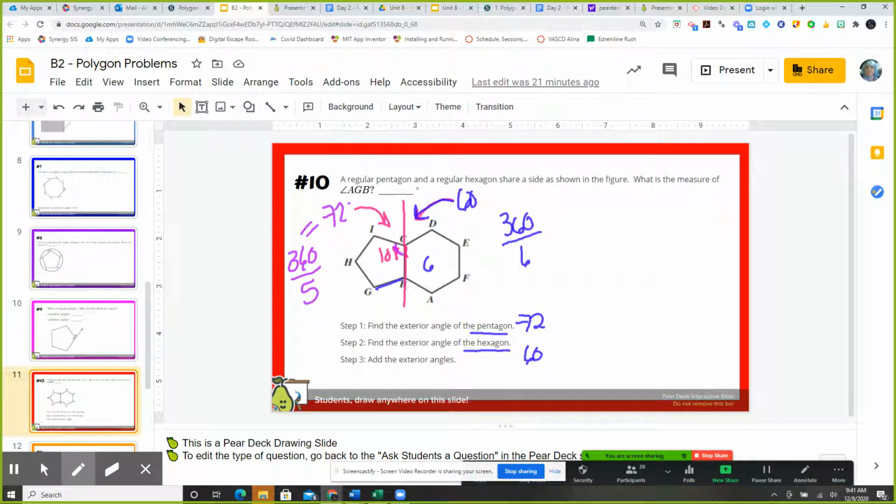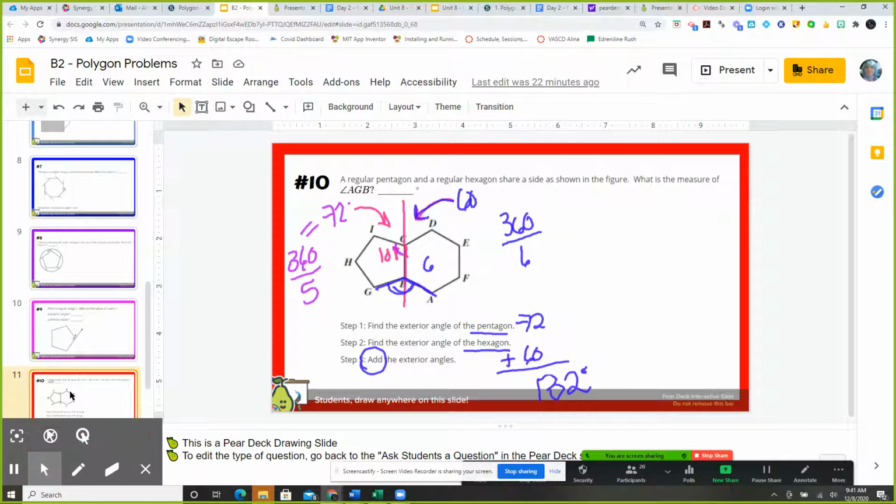And then in order to find that whole thing, what do we need to do with those two numbers? Add, yeah. So what numbers am I adding? 72 and 60, you betcha. So 132 degrees. So if I put my hexagon and my pentagon together, the exterior angle between them is going to be the exterior angle of the hexagon plus the exterior angle of the pentagon. And that's like as hard as it gets, I think.